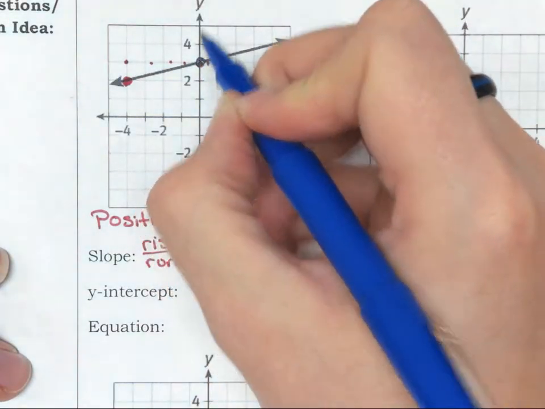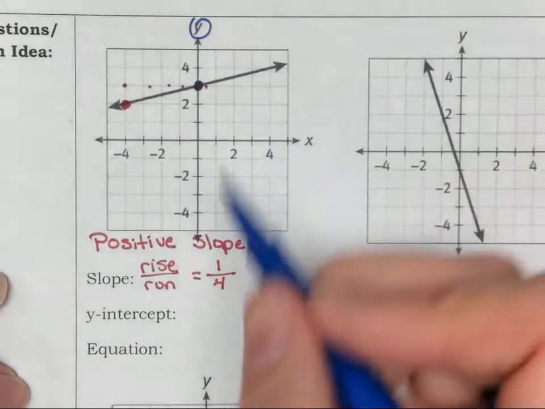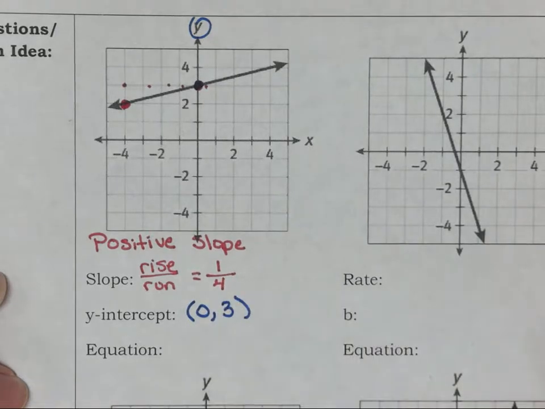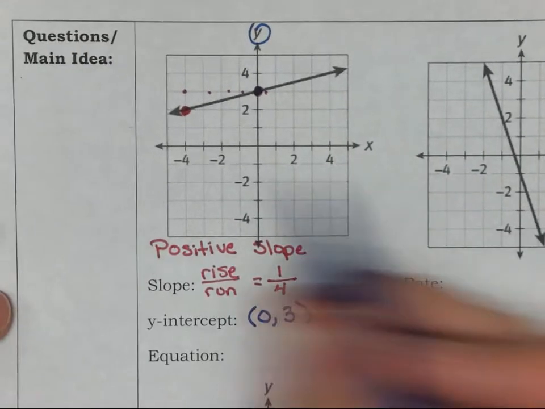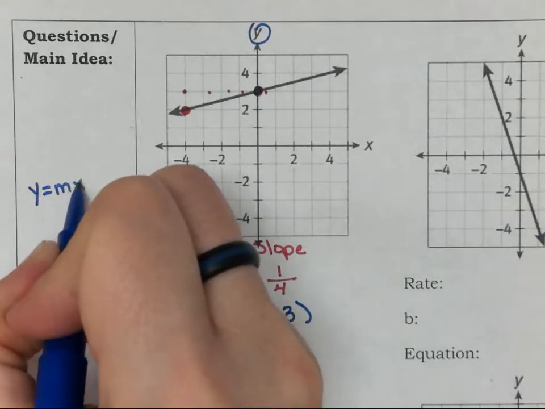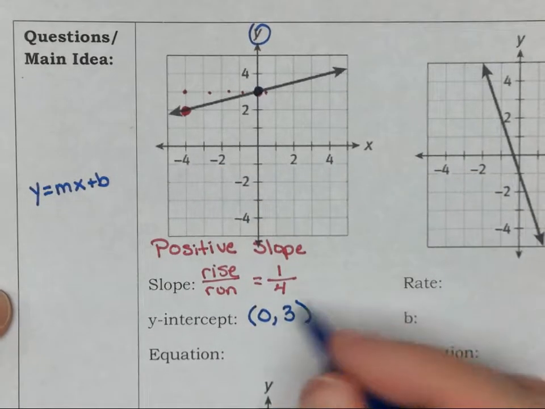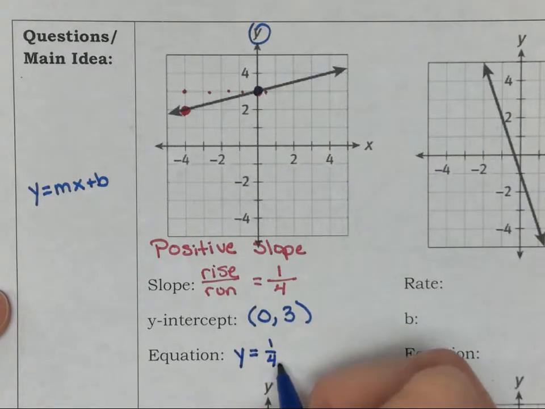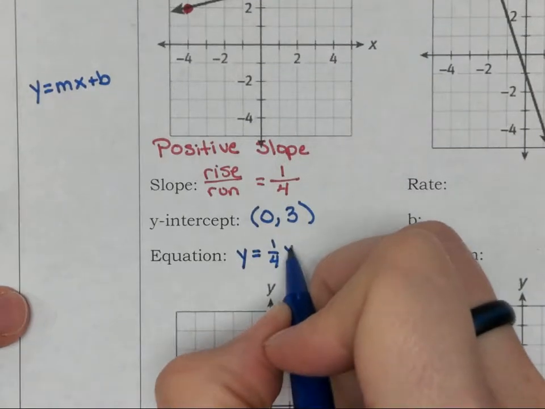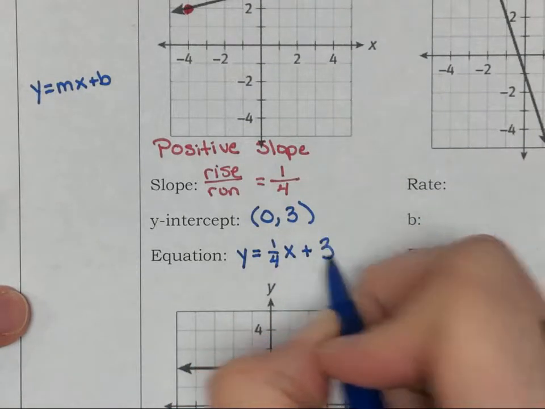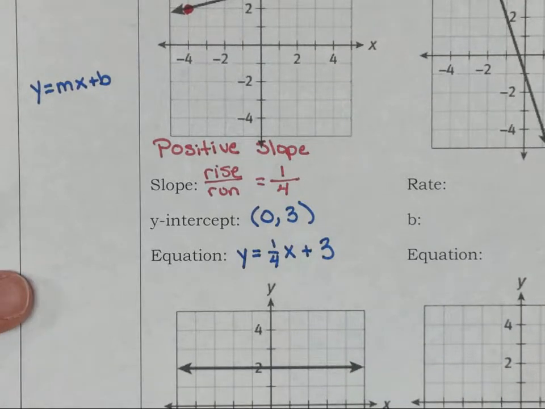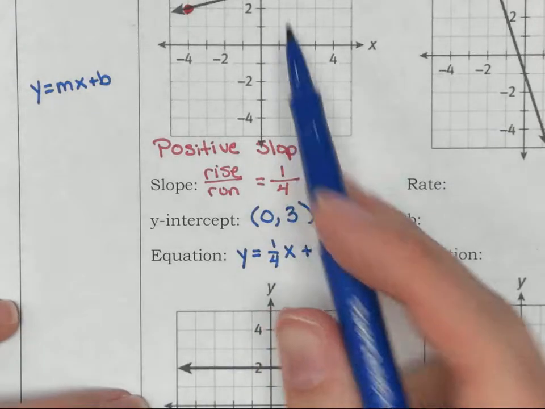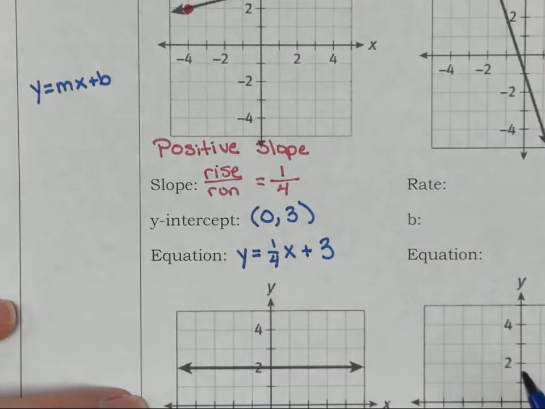My slope is 1/4. My y-intercept is here. Where do we cross the y-axis? We cross the y-axis at 3, but again, I want to write an ordered pair, so 0, 3. And then we're going to put it into the equation. And remember, our equation is y equals mx plus b. So my equation here is y equals, m is 1/4, x plus b. b is a positive 3. And then we can take these equations and we can graph them in the calculator to check and see if they match. And we'll talk more about that when you come in to class on Monday.